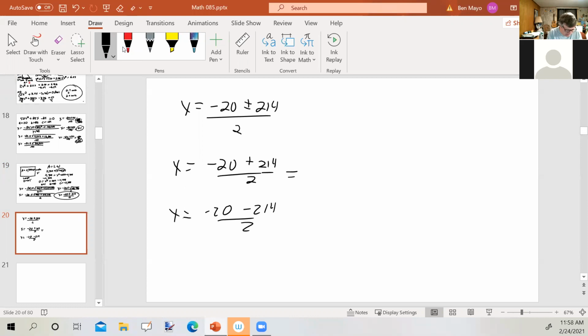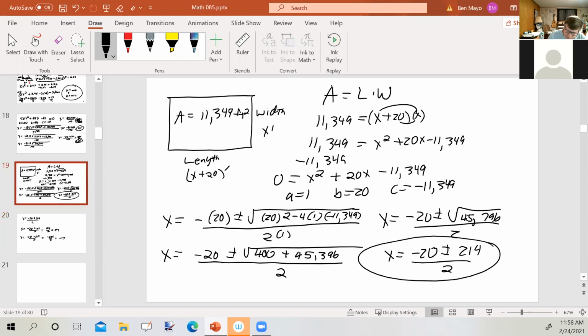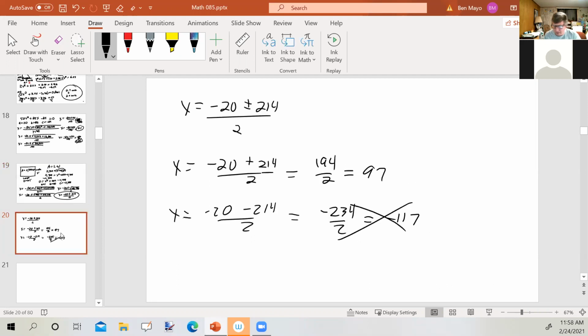So let's see here. Negative 20 plus 214 is 194 divided by 2 is 97. Negative 20 minus 214 is negative 234 divided by 2 is negative 117. Now, as with the last two problems, in this case, we're dealing with distances, length and width. And in those cases, a negative answer doesn't work. You can't have a negative distance.